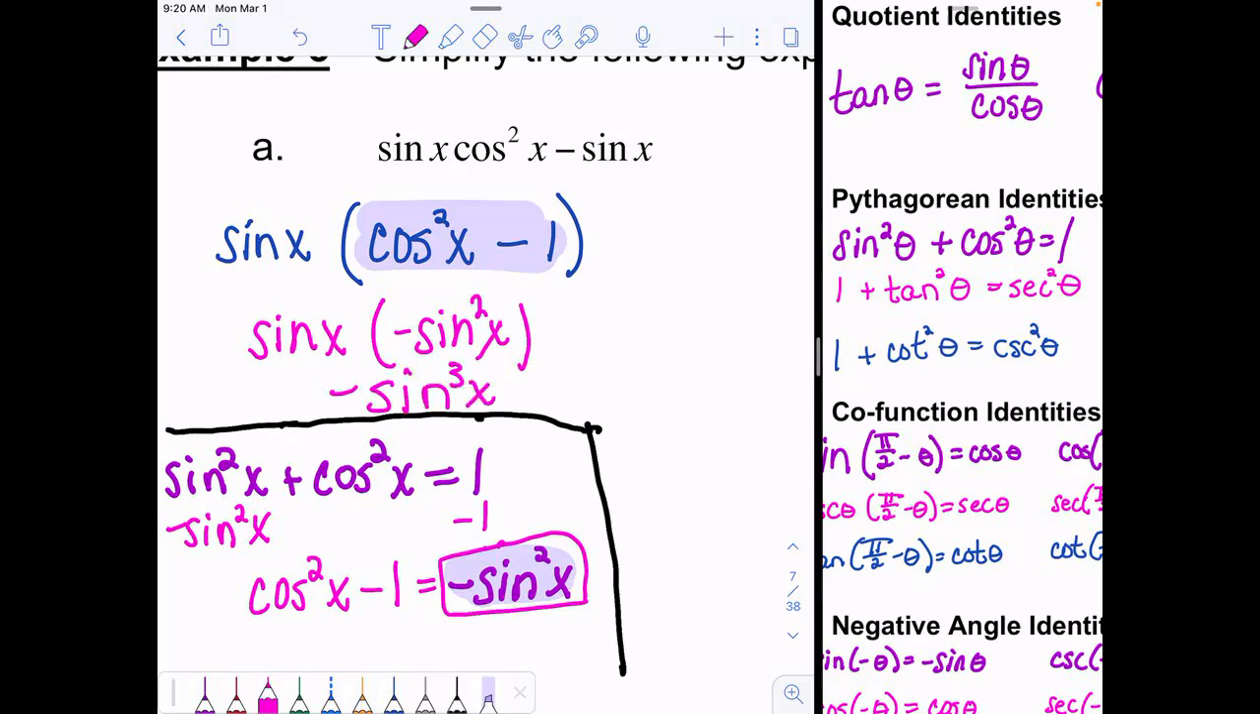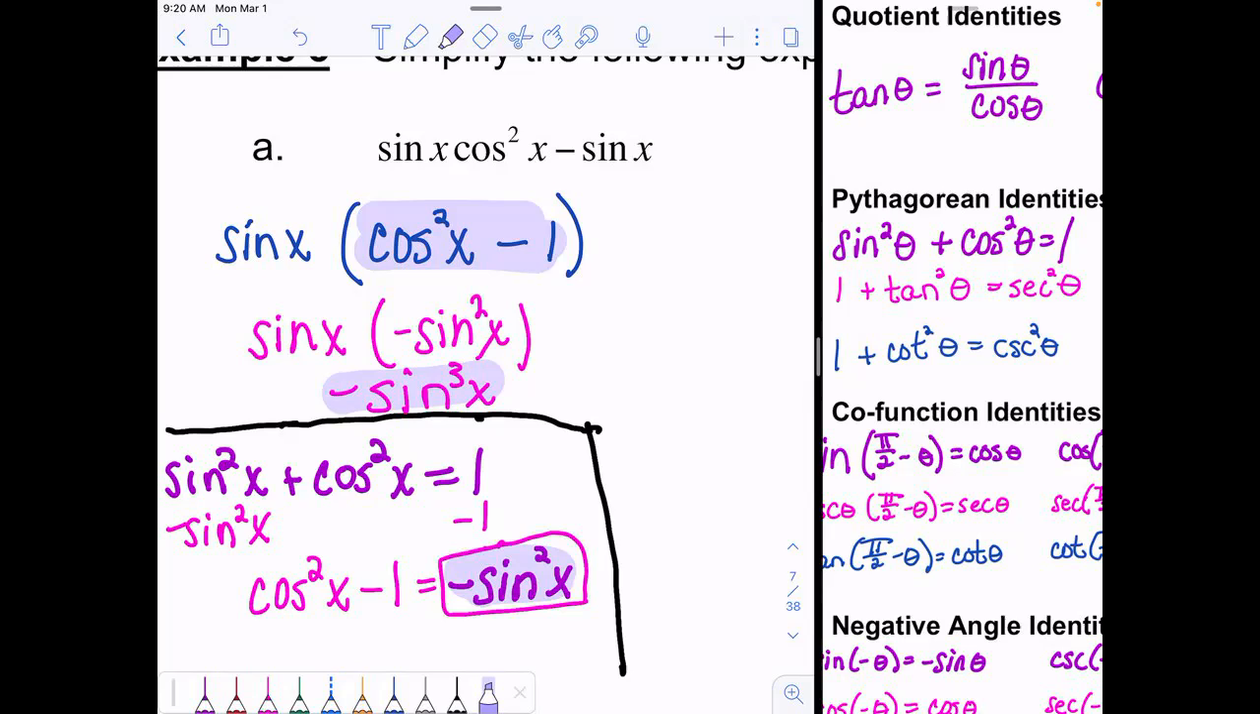Simplifying usually means break it down to a single term. I now have one function, and it's just sine. I started with two separate terms in my expression. By factoring and then using an identity, we've simplified it down to one term. Most times, that's going to be your goal. Can you simplify it down to one term or one number? So negative sine cubed would be our simplified expression.